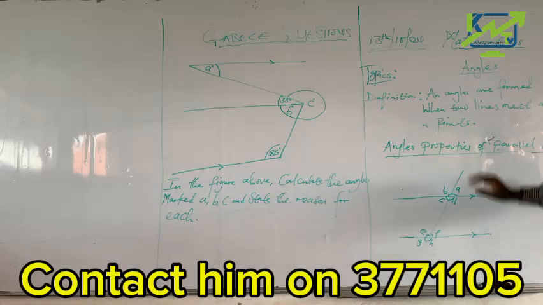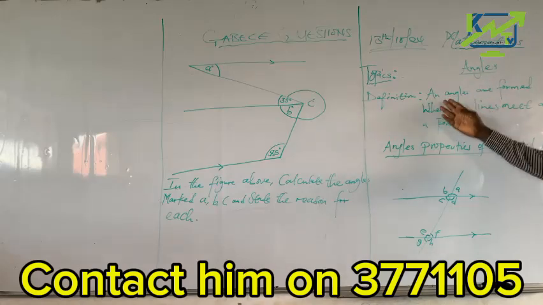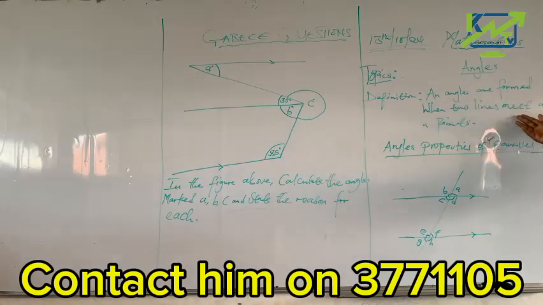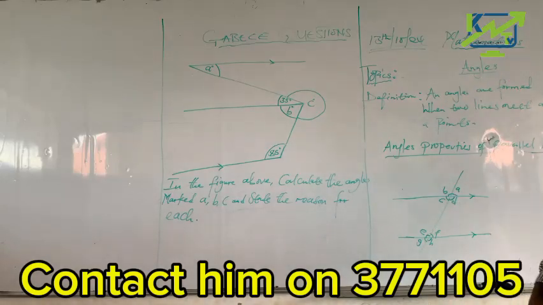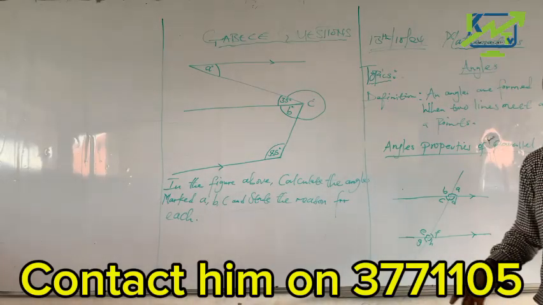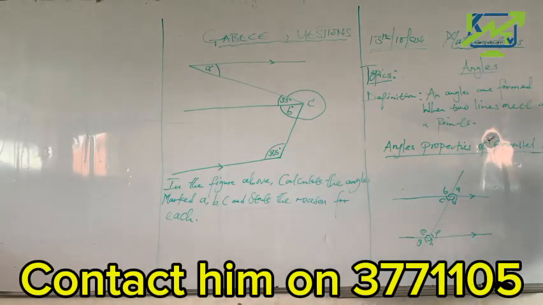Today the topic is angles. We are going to look at the angles that are very common in class. So basically, we are going to define angles. What are angles? Angles are formed when two lines meet at a point. When two straight lines meet at a point, they form an angle. So from the definition, we understand that angles are formed when two lines meet at a point.